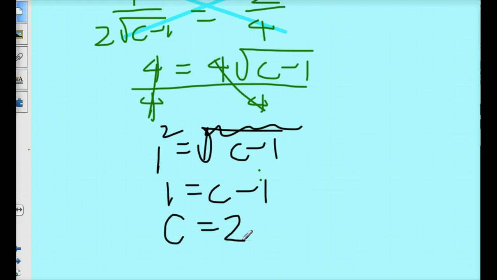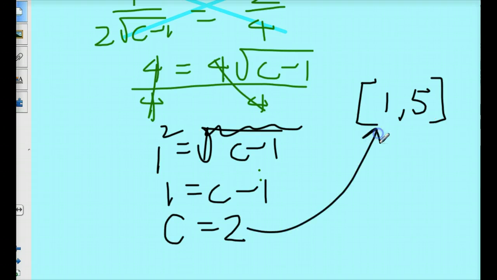The last thing I need to do is make sure that this answer, c equals 2, is in our interval. Well, thankfully, our interval is 1, 5, and 2 is part of this interval, so I know my answer is c is equal to 2.